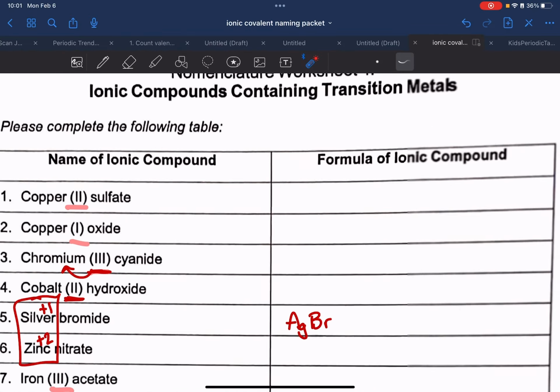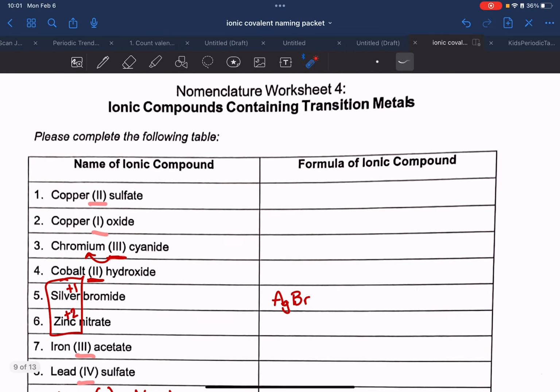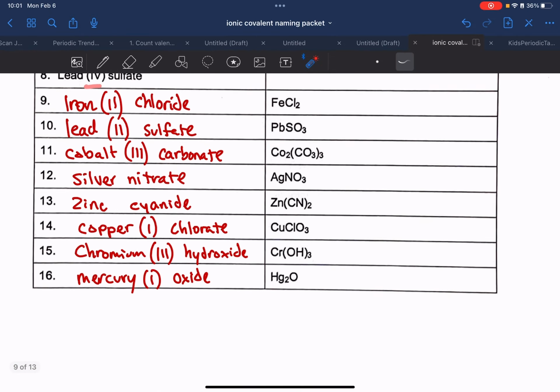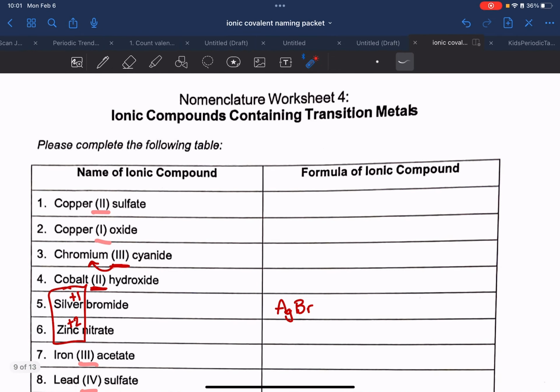Okay, so try these. Work through this sheet. The key will be posted sometime this week, sometime soon.